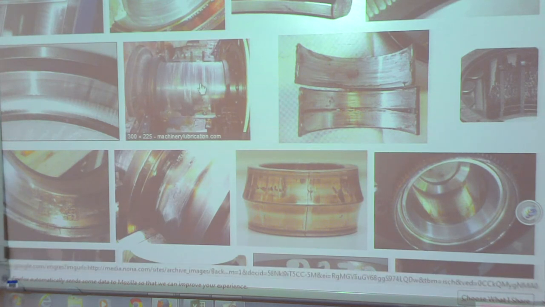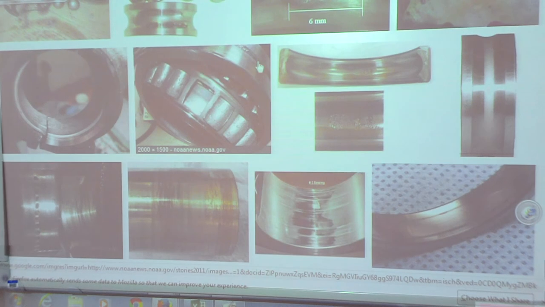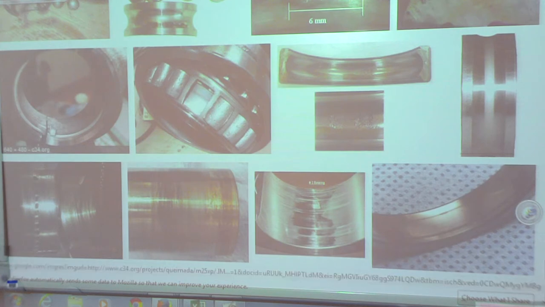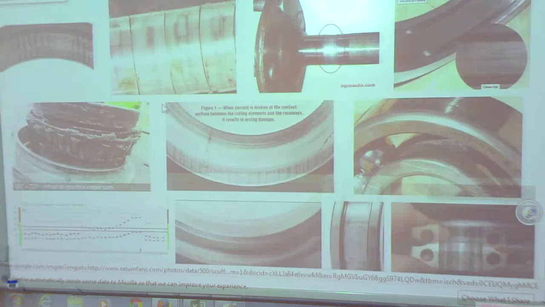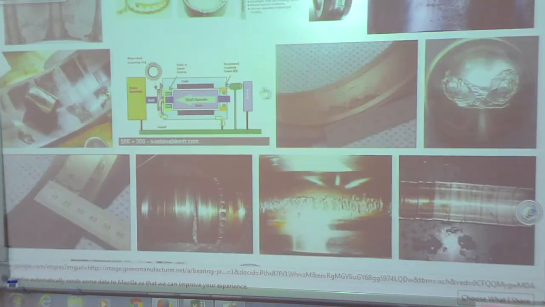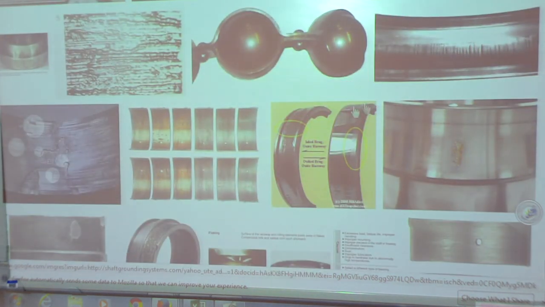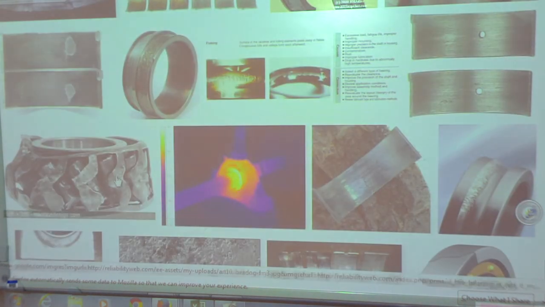There's a shaft right there with bearing damage. Look at it. See how scarred it is? There's a bearing that the roller has come out of. There's a bearing that's cracked because of the heat. Still not what I'm looking for. There's a bad one.